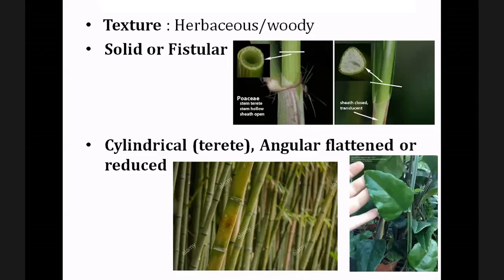Reduced stem means in some plants the stem is reduced to a small disc-like structure. In that case, we cannot distinguish the node and the internode. The stem is reduced to a disc. So we can describe a plant stem as cylindrical, angular flattened, or reduced.